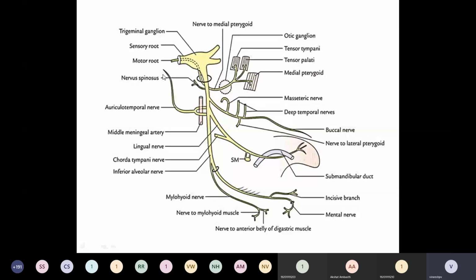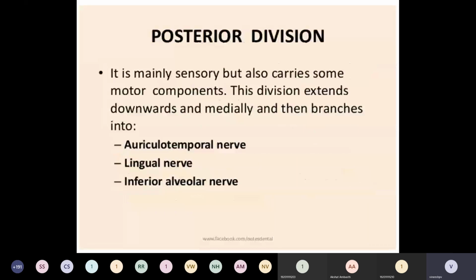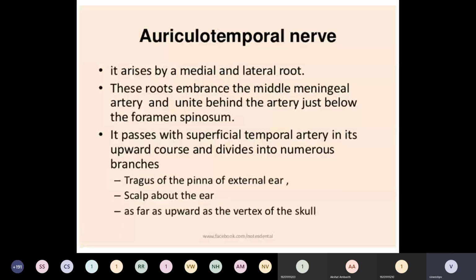The scalp in front of the ear is supplied by the auriculotemporal nerve. Okay, so that is the auriculotemporal nerve. In the exams, the auriculotemporal nerve is usually asked as a 2-marker question. So you can write, it arises by the medial and lateral root. This root encloses the middle meningeal artery just below the foramen spinosum.